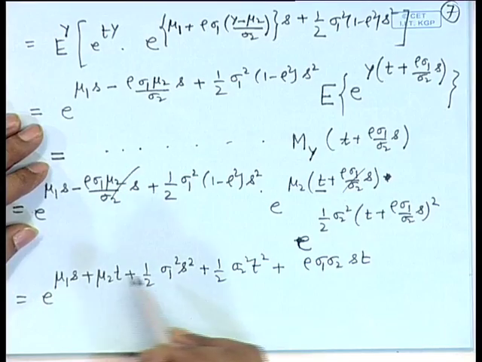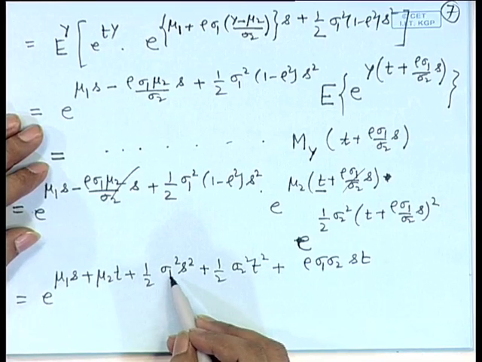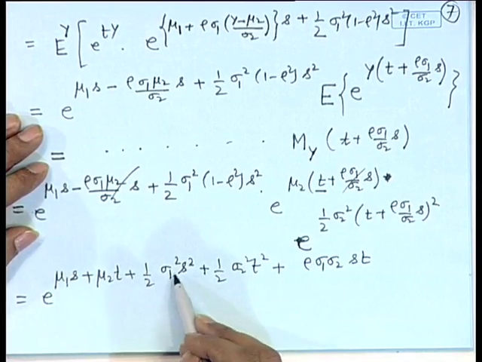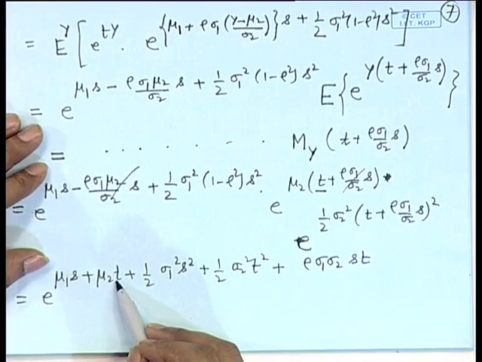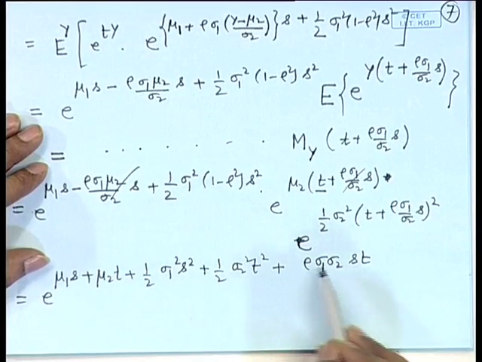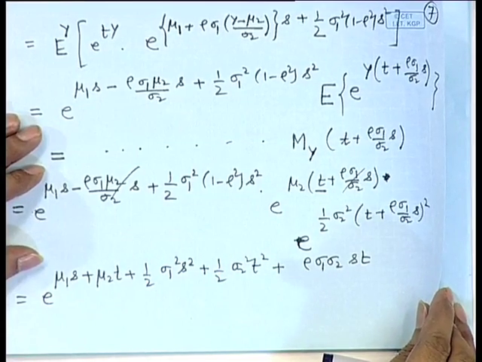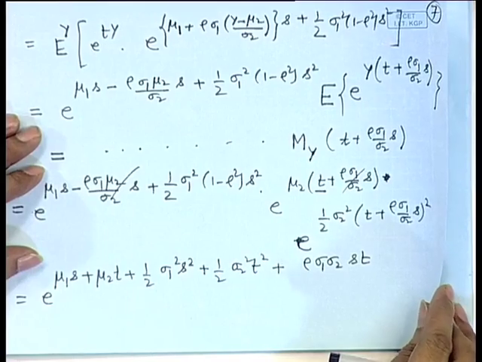So, notice here that e^(mu 1 s plus half sigma 1 square s square) denotes the MGF of the normal distribution with parameters mu 1 and sigma 1 square, that is the MGF of X. Similarly, e^(mu 2 t plus half sigma 2 square t square) denotes the MGF of Y. So, we have these terms and an additional term coming here. So, using this we can prove certain more properties regarding the bivariate normal distribution.